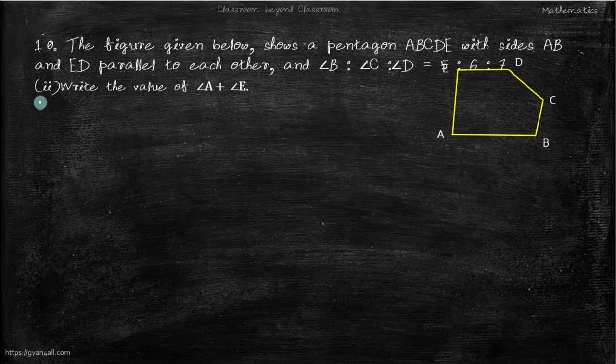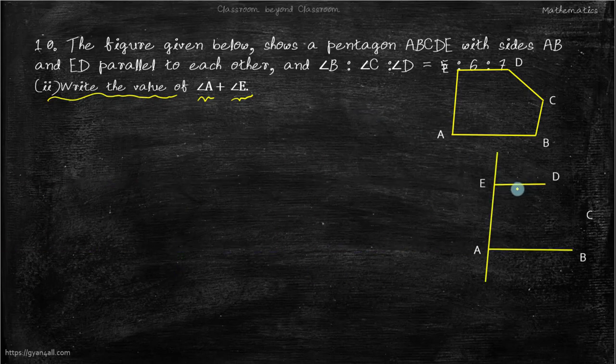So next, write the value of angle A plus angle E. Now you can see it is given that ED and AB are parallel to each other. So if we consider these two parallel lines ED and AB, this line is actually the transversal for these parallel lines, and these two angles, this angle and this angle, are interior angles on the same side of the transversal. Such angles are supplementary. Supplementary means the sum of these two angles is 180 degrees.